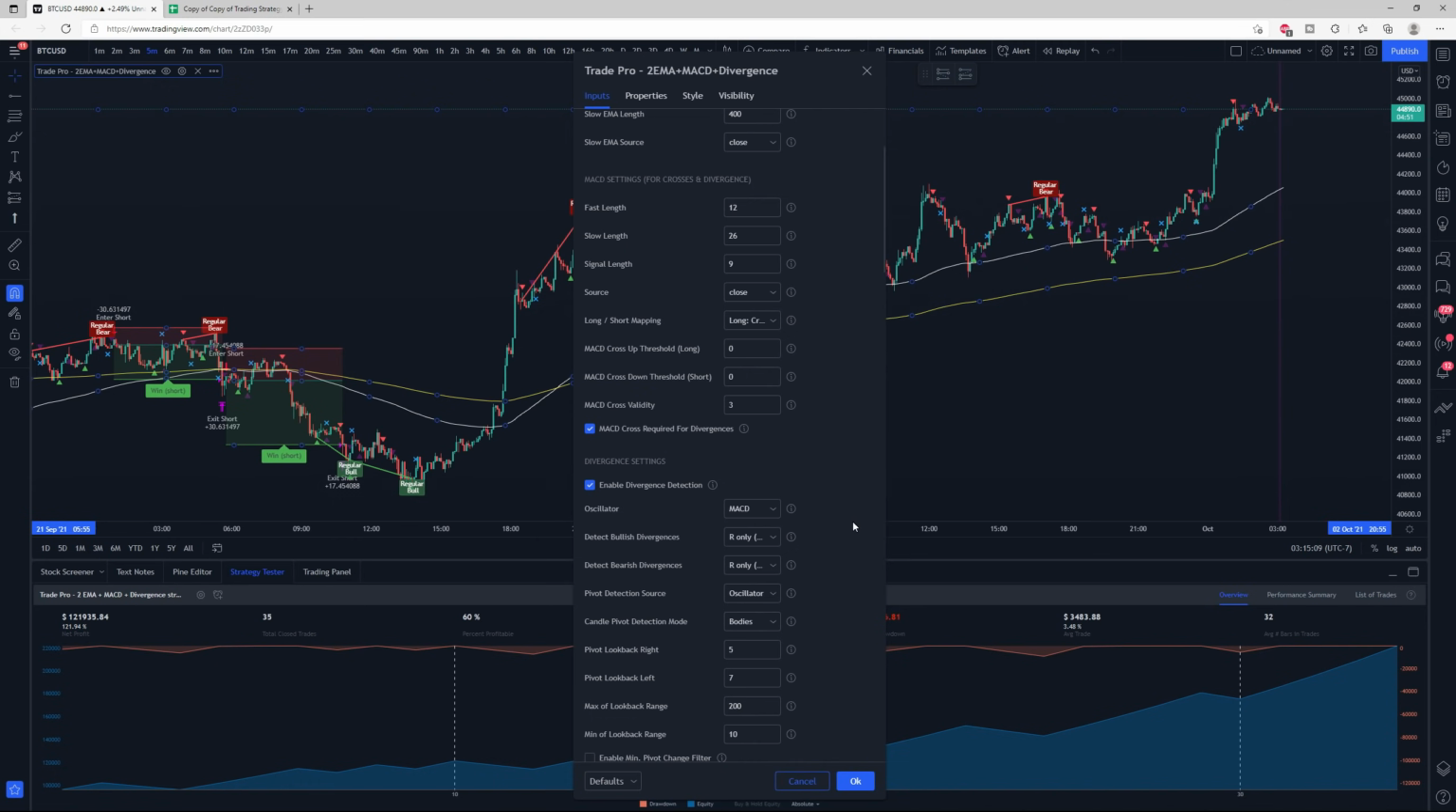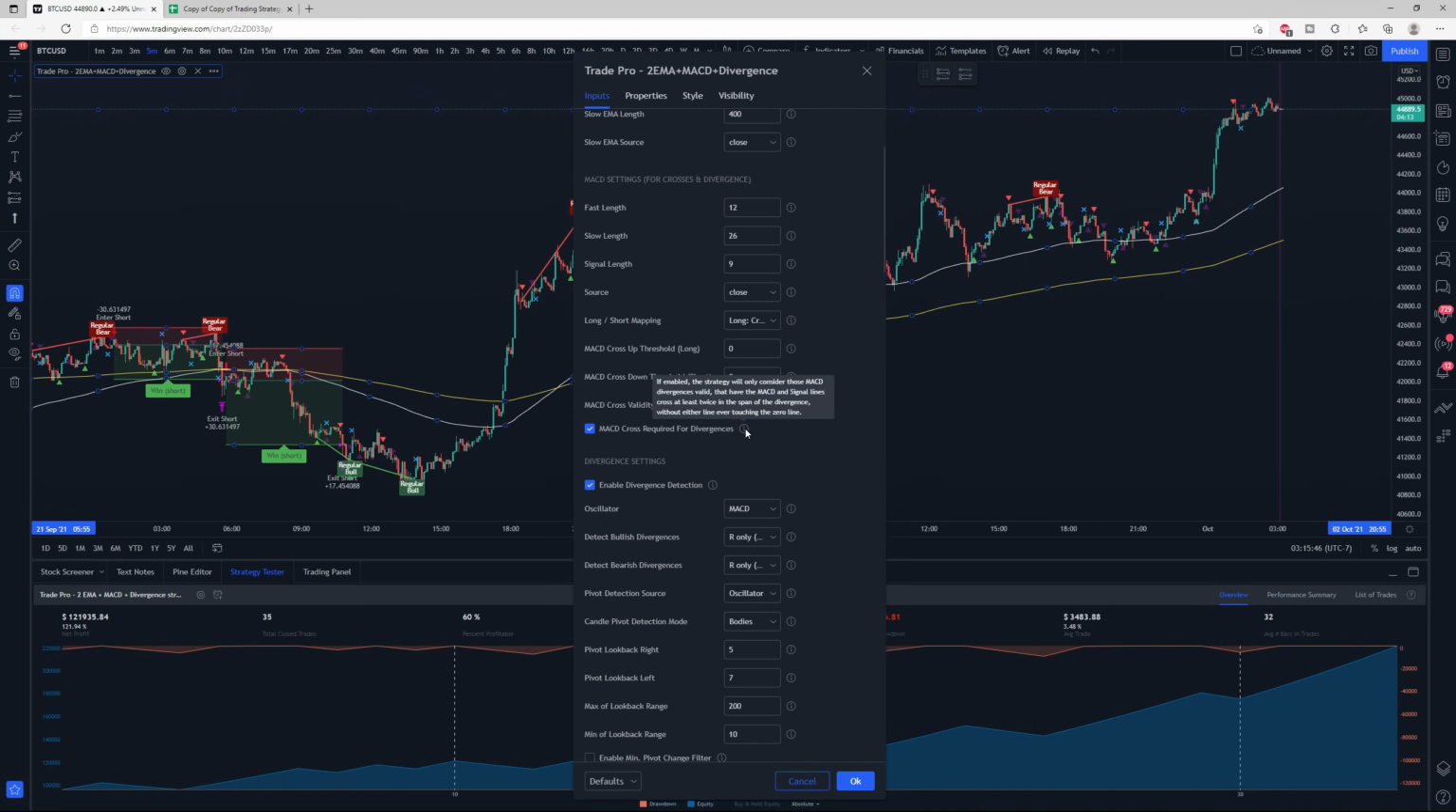And a couple important things here. We have the MACD cross required for divergences. And what this is, if enabled, the strategy will only consider those MACD divergences valid that have the MACD and signal lines cross at least twice in the span of the divergence without either line touching the 0 line. So if you listen closely to the rules of the highest profiting strategy that I've shown in those 2 other videos, this is one of the rules. Specifically, this type of divergence is a higher probability divergence.